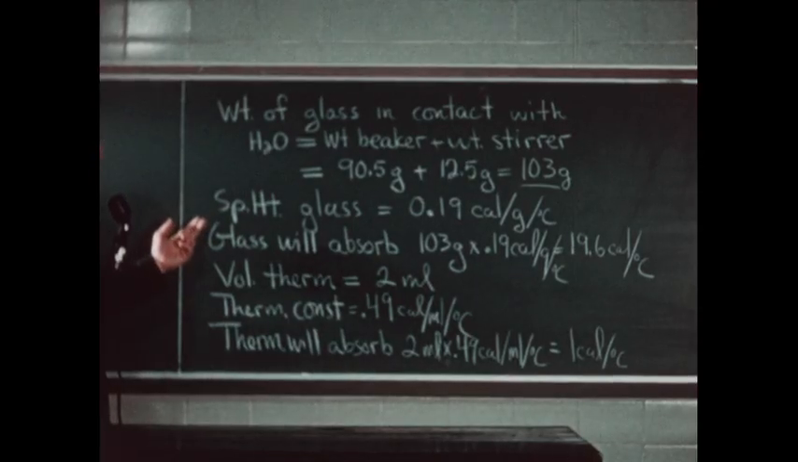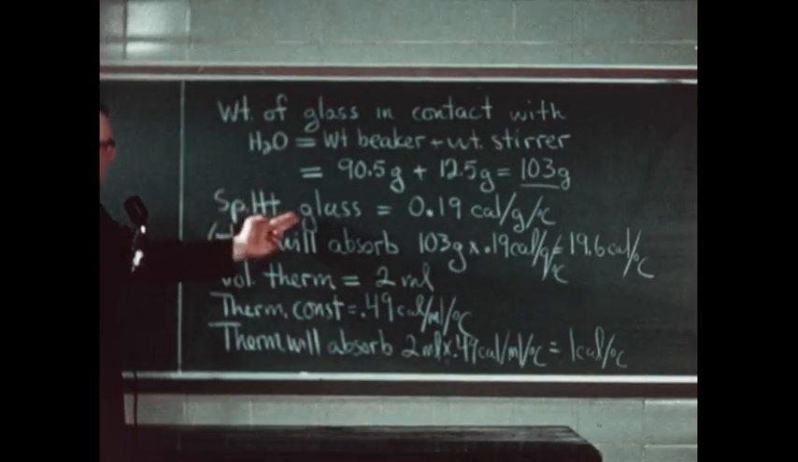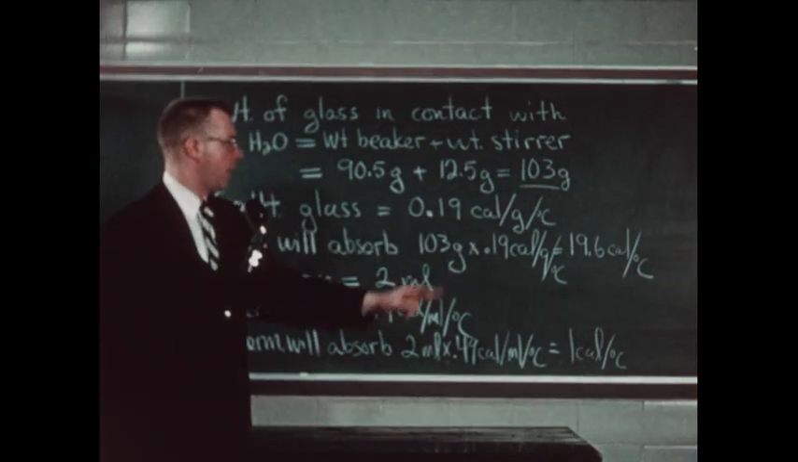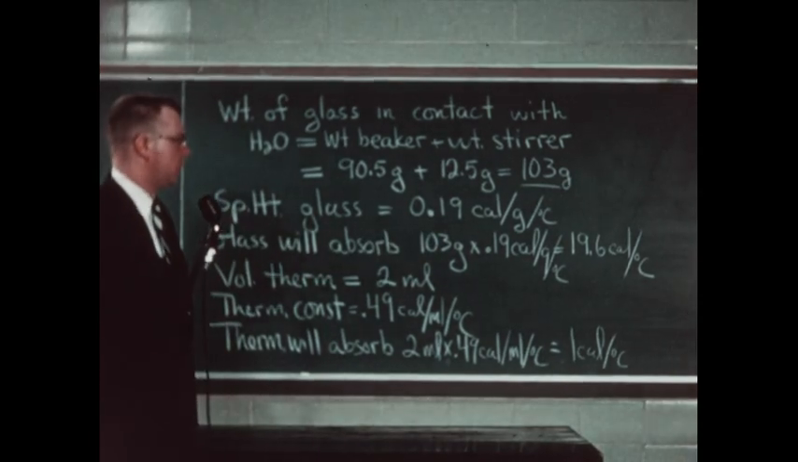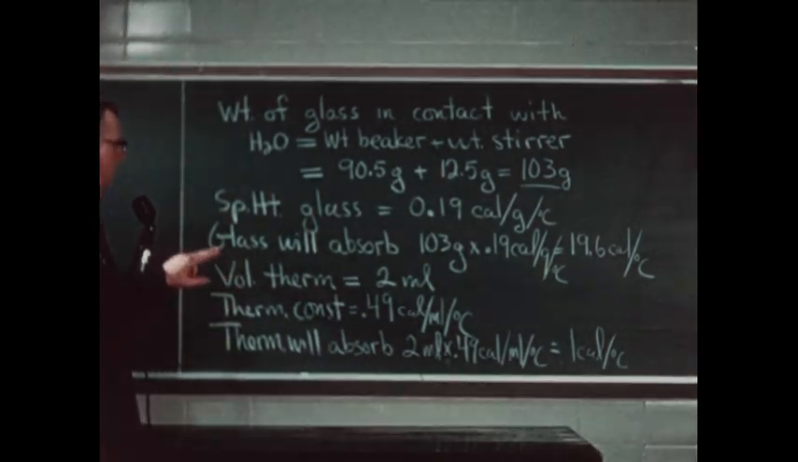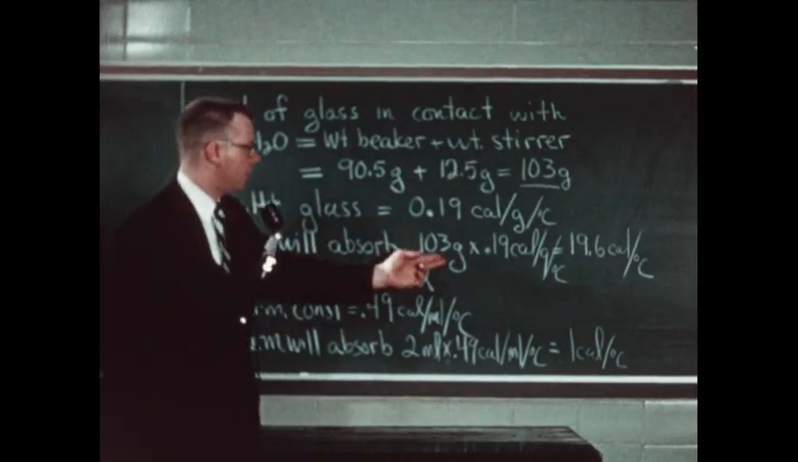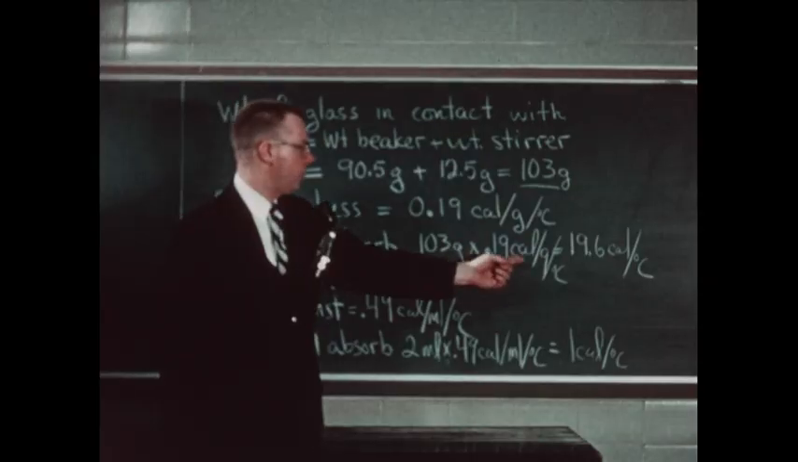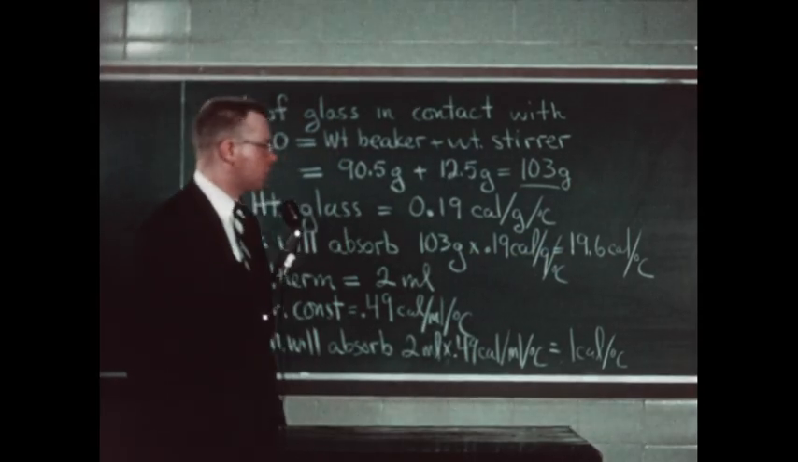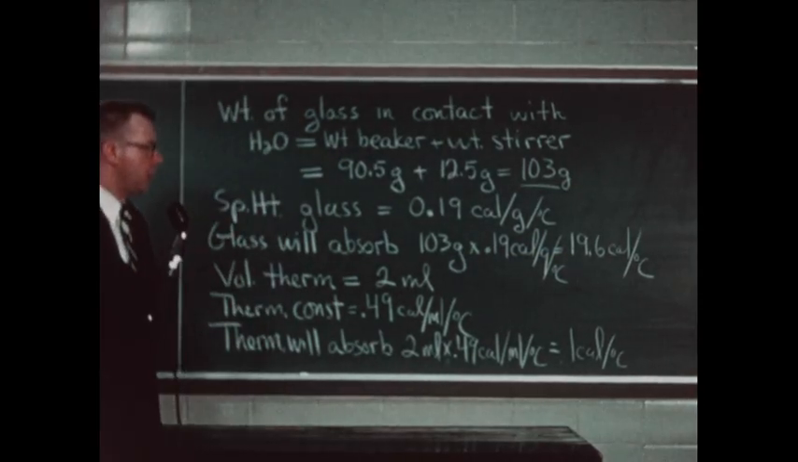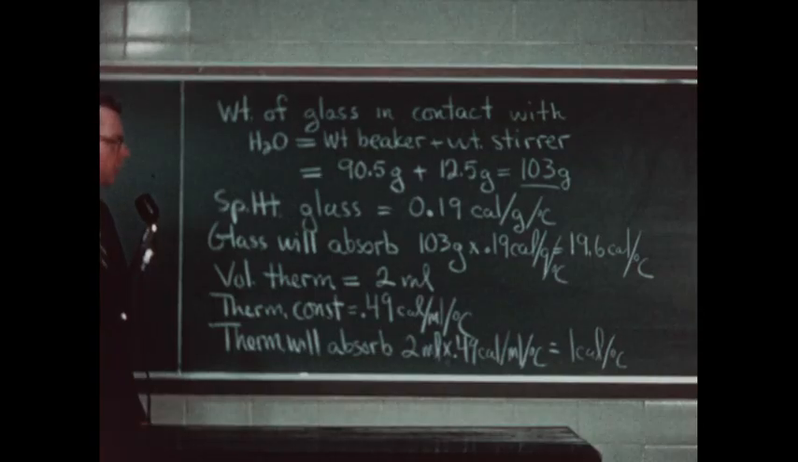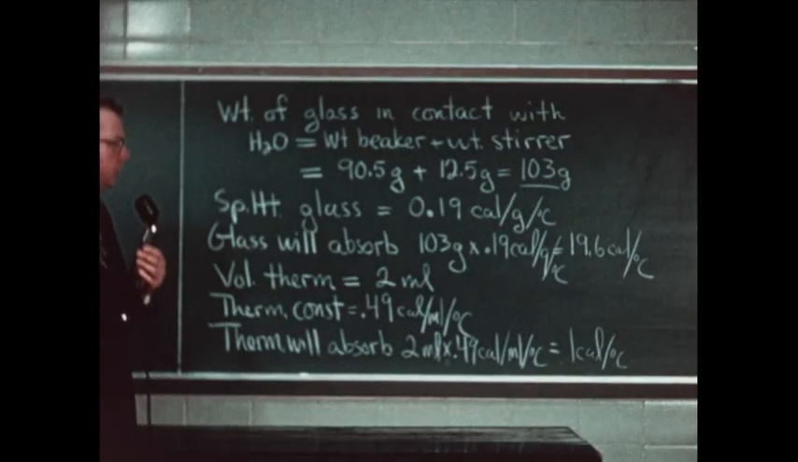By looking up in our lab book, we find that the specific heat of glass is 0.19 calorie per gram per degree centigrade change in temperature. And then simply multiplying the weight of the glass by the specific heat of glass, we find that the beaker and stirrer will together absorb 19.6 calories for each degree centigrade change in temperature.